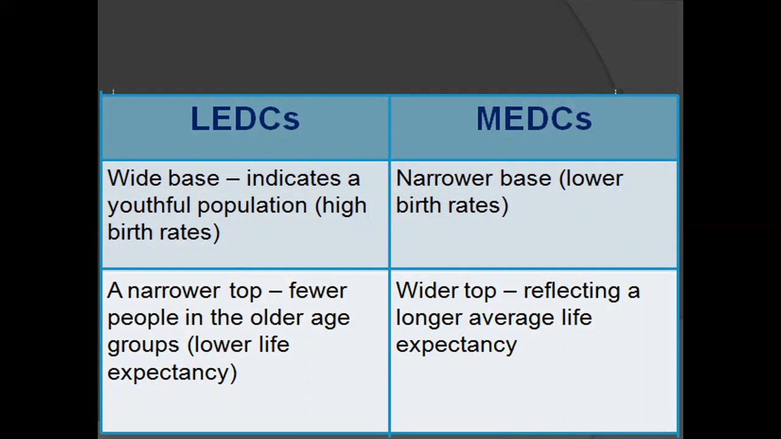Why? Because they have good facilities in their countries, like good medical facilities. They have good food, good infrastructure, and good water services. So it can also create a big difference in your country. The wider top reflects a longer average life expectancy. Why? Because in most developed countries, people live up to maybe more than 95, even 100.